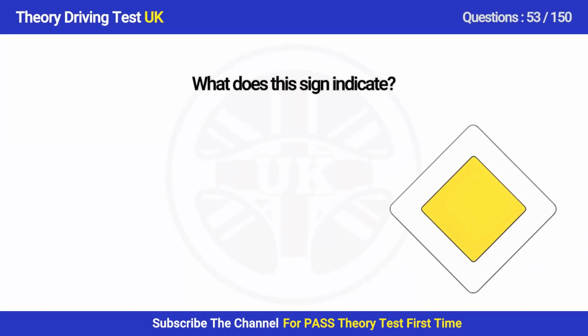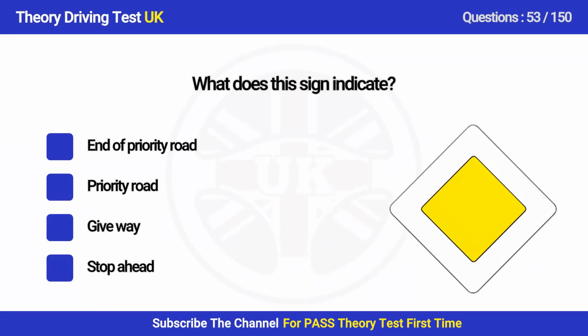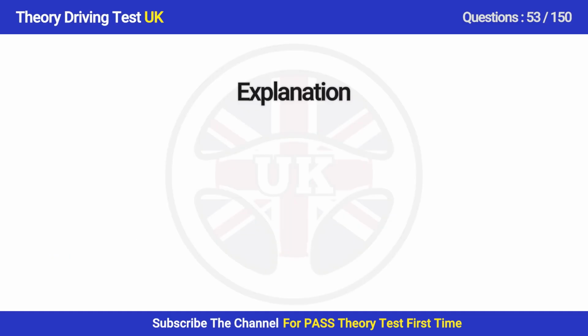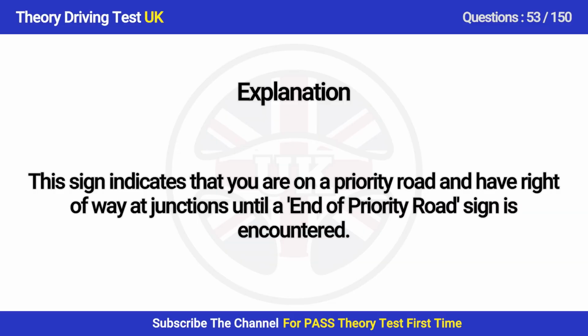Question 53. What does this sign indicate? A. End of priority road. B. Priority road. C. Give way. D. Stop ahead. Answer is B. Priority road. This sign indicates that you are on a priority road and have right of way at junctions until an end of priority road sign is encountered.